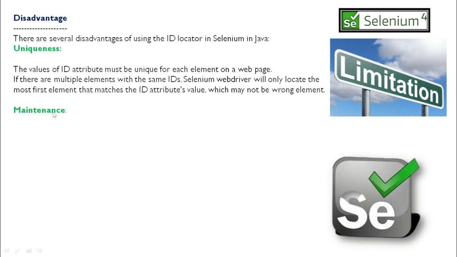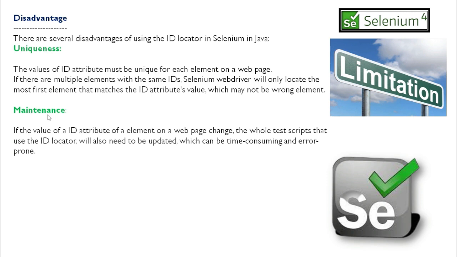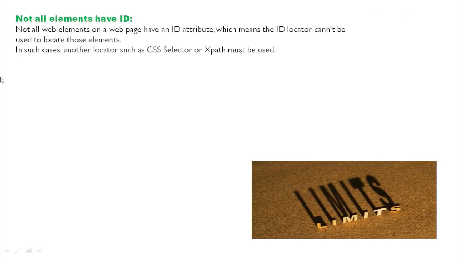Now the second disadvantage is maintenance. If the value of the id attribute of an element on the web page changes, and you have written your web locators using the id, then the whole script that uses the id locators will also need to be updated, which can be time consuming and error prone. Now the third one is that not all elements have an id.